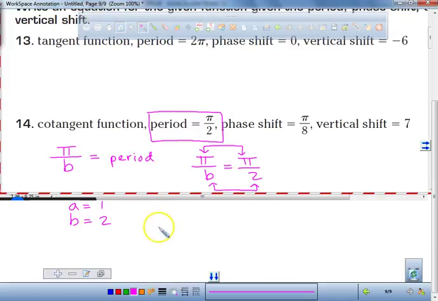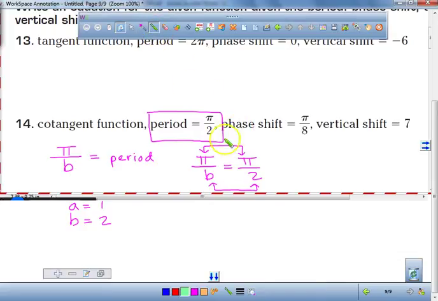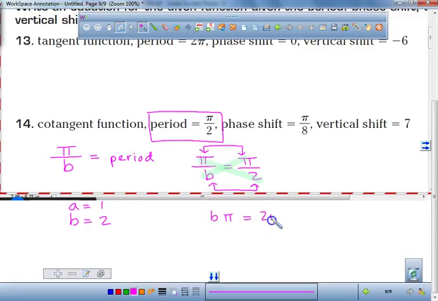All right. Now, phase shift. Now some of you are like, why didn't you cross multiply? If I cross multiply, I'll do it really quickly. I get B times pi equals 2 pi. And when I divide both sides by pi, guess what I still get? I still get B equals 2.